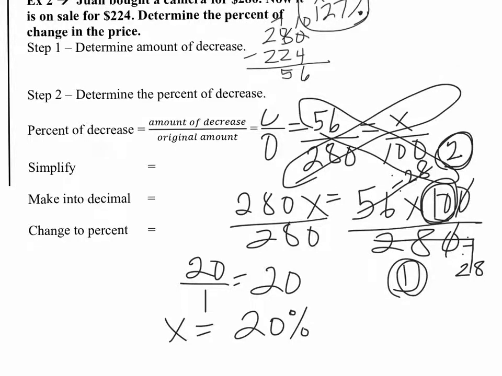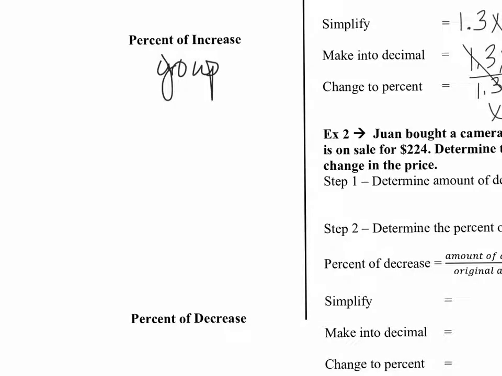Did the price of the camera go up, or did the price of the camera go down? That's correct. It went on sale. The price went down. So the amount was a percent of decrease, 20% decrease. So percent of change involves either going up or, that's right, going down. Increase up, decrease down.